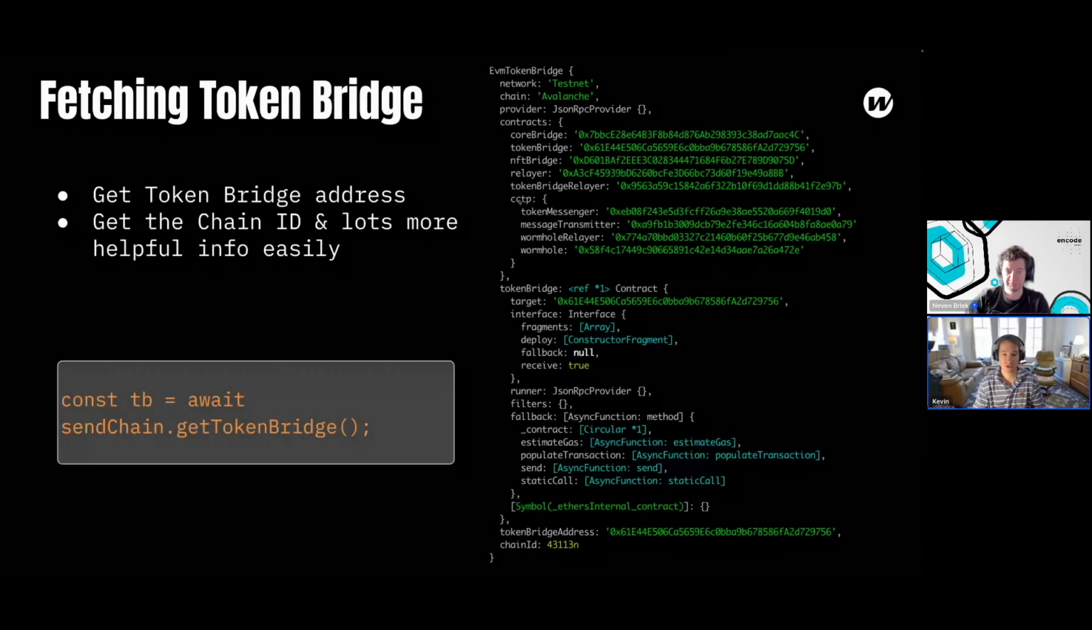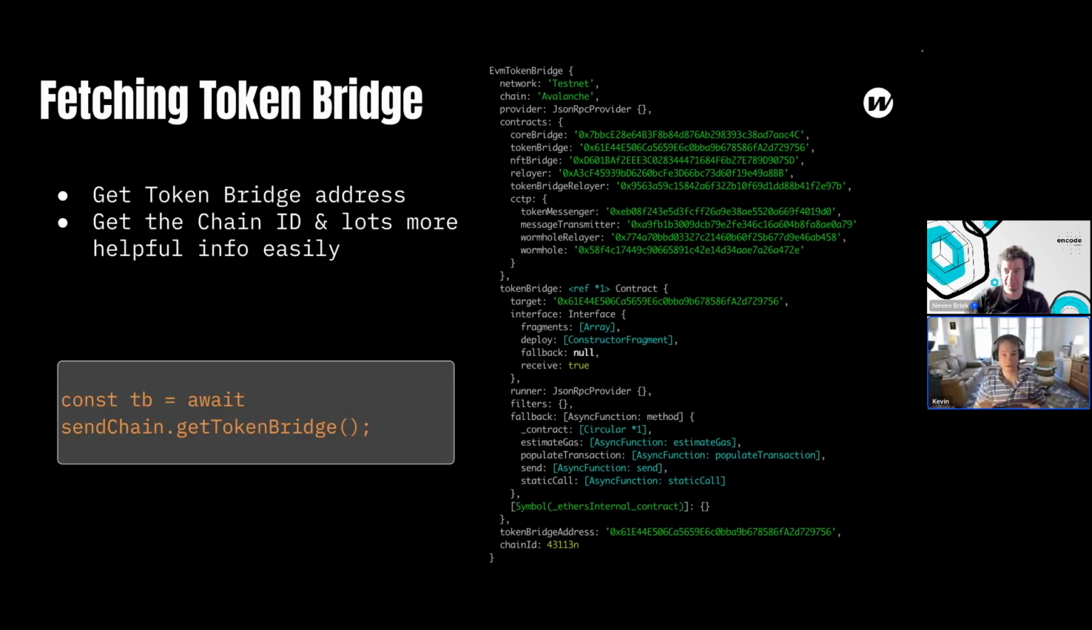CCTP is for Circle's cross-chain transfer protocol, and that is a special type of transfer that Wormhole supports. So you get back a ton of information. And why is this important, right? You're going to be working with many different chains, and you don't want to have to manually manage this all by yourself. So it's helpful to have this information and to be able to refer to it.